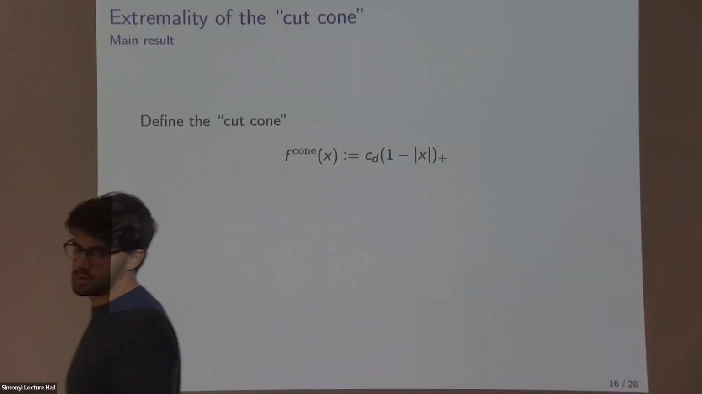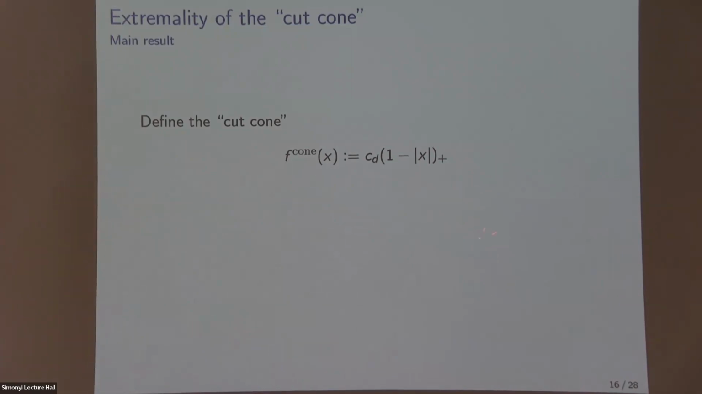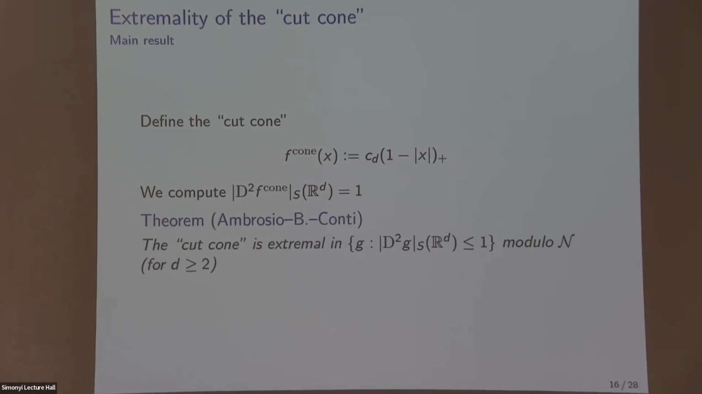One normalizes it in order to have the second order total variation equal to one. This is a dimensional concept that is not important here. So you compute this second order total variation, and unsurprisingly, it's one. That's how you choose the constant. And so the theorem is that this is extremal. This is the answer to the conjecture. Of course, you have to do this in dimension greater or equal than 2, because we know that in dimension 1 this is false. And you want to factor out affine functions because you don't care about them.